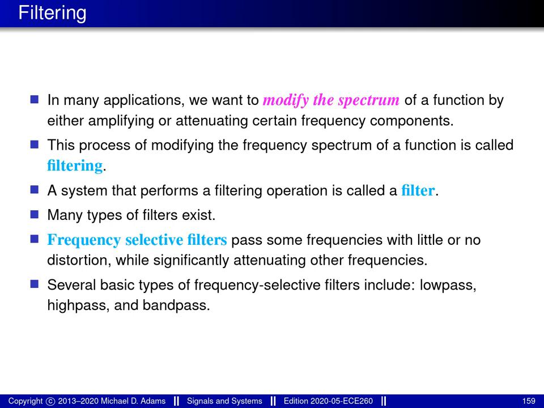This process whereby a system modifies the frequency spectrum of a function is known as filtering, and a system that performs the filtering operation is called a filter. Now, there are many types of filters, but one important class of filters is the class of frequency selective filters. Frequency selective filters allow some frequencies to pass through with little or no distortion while significantly attenuating other frequencies. The three most basic types of frequency selective filters are low-pass, high-pass, and bandpass filters. And in the subsequent slides, we're going to look at each of these types of filters in more detail.